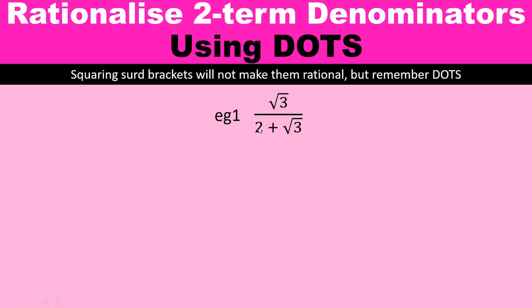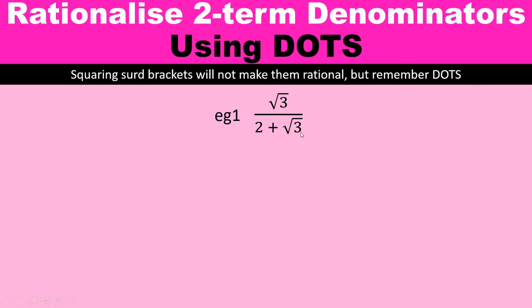We're going to need to multiply both of these terms in the denominator by some set of brackets. But don't think that squaring the denominator, so multiplying 2 plus root 3 by itself, will rationalize this denominator. That's not the same thing as simply squaring the 2 and squaring the root 3.